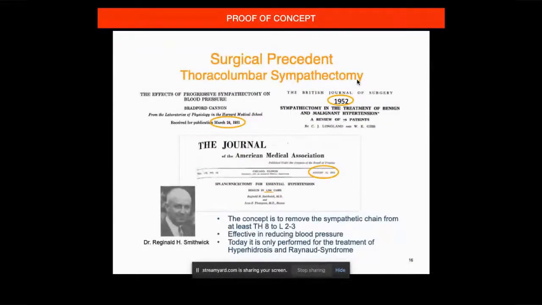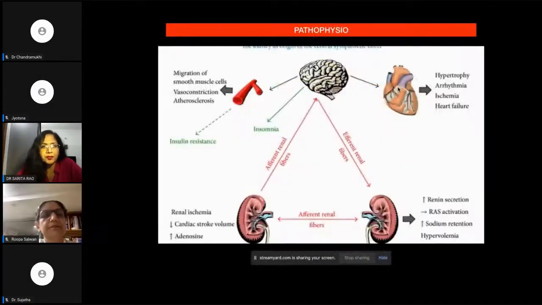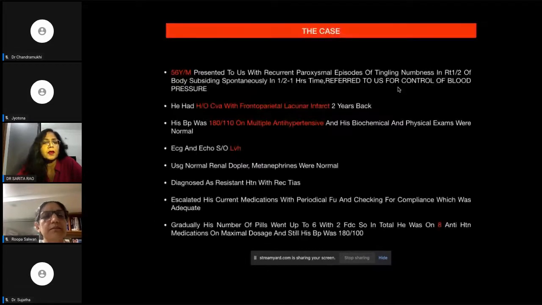Now, the proof of this concept: there is a surgical precedent in the thoracolumbar sympathectomy, which was tried way back in 1931 and 1952. So the concept is to remove the sympathetic chain from the thoracic to the lumbars, and this was found to be effective in reducing the blood pressure. Today, however, it's only performed for hypohidrosis and Raynaud syndrome. So this was the pathophysiology behind it, in which there is increased renin secretion, renin-angiotensin system activation, increased sodium retention, and hypovolemia.